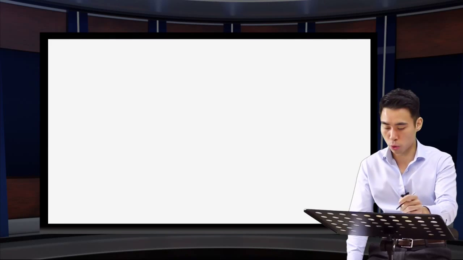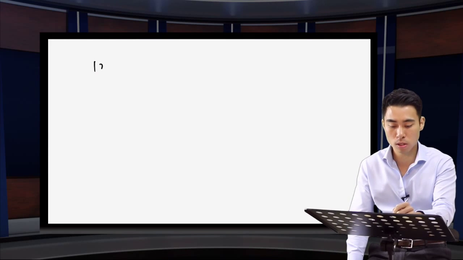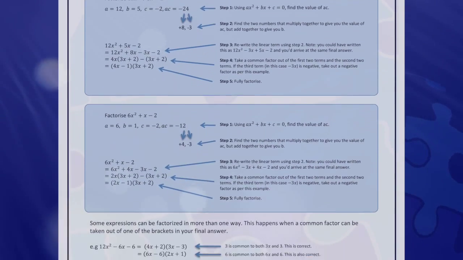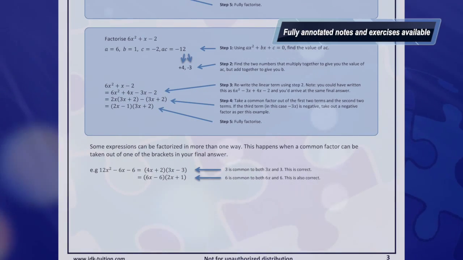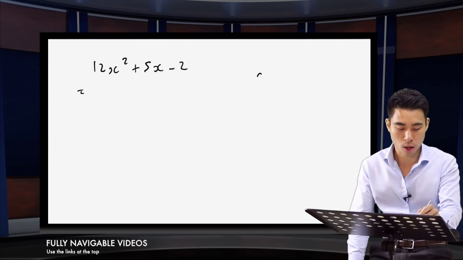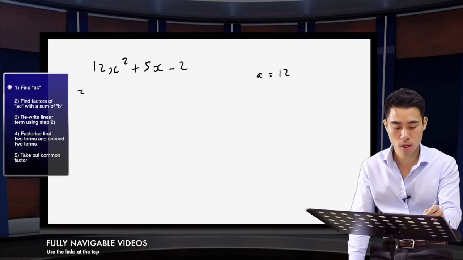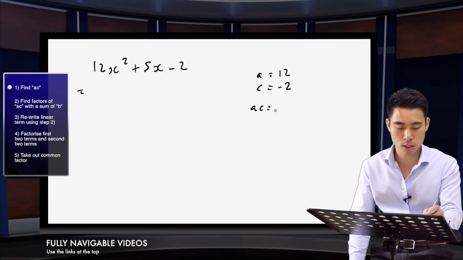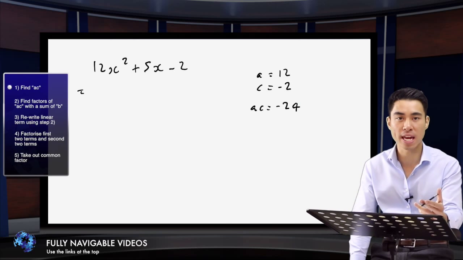Example number 2 now. So we're going to look at this quadratic here, 12x squared plus 5x minus 2. Remember, step 1, we need to work out our A and our C. So in this case, A is clearly 12, C is minus 2. So AC is going to equal minus 24. So that's step 1, work out AC.